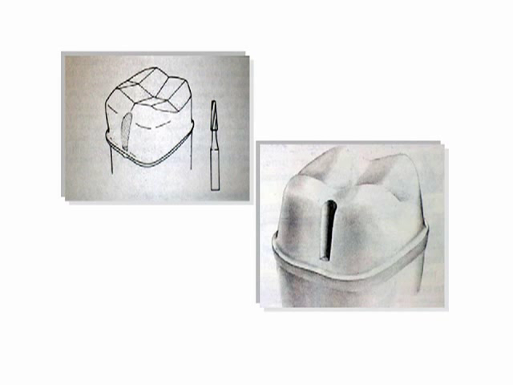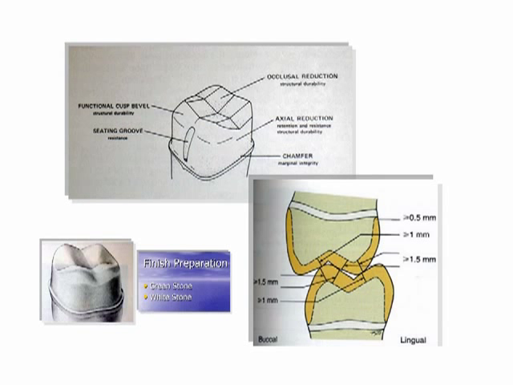Summary of reduction. Finish line 0.5 to 0.7 mm. Functional cusp reduction 1.5 to 2 mm. Non-functional cusp reduction 1 to 1.5 mm. Axial walls should have a 3 degrees taper per side. Total convergence angle 6 degrees.